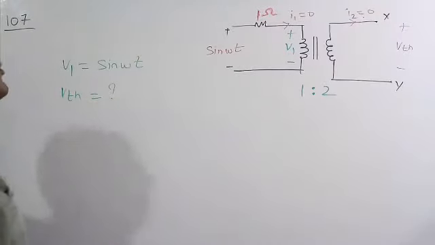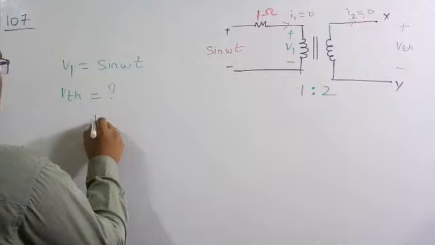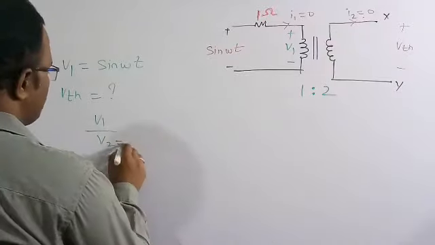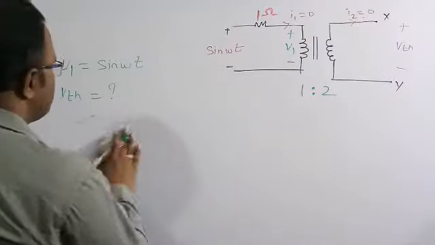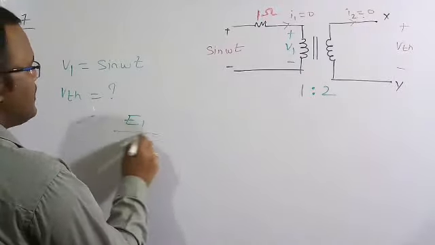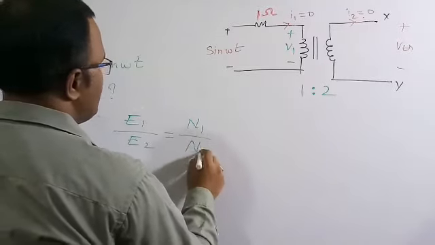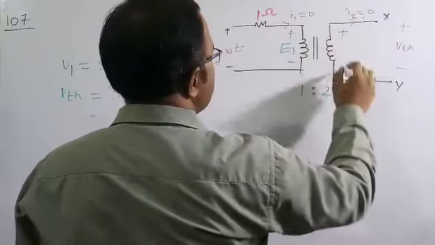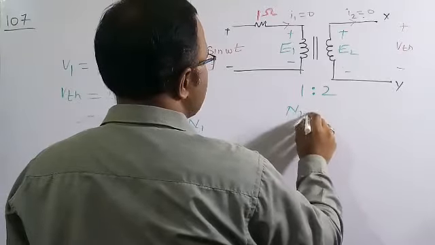See, in a basic transformer, the voltage ratio has to be equal to the turns ratio, meaning the ratio of V1 by V2. V2 is the Thevenin voltage. So this is the induced EMF in the primary, or let me assume here E1 by E2. E1 by E2 is equal to N1 by N2. This is the standard value. Here let me assume this as V1, because it will be very easily understandable. So E1 by E2 is equal to turns ratio N1 is to N2.